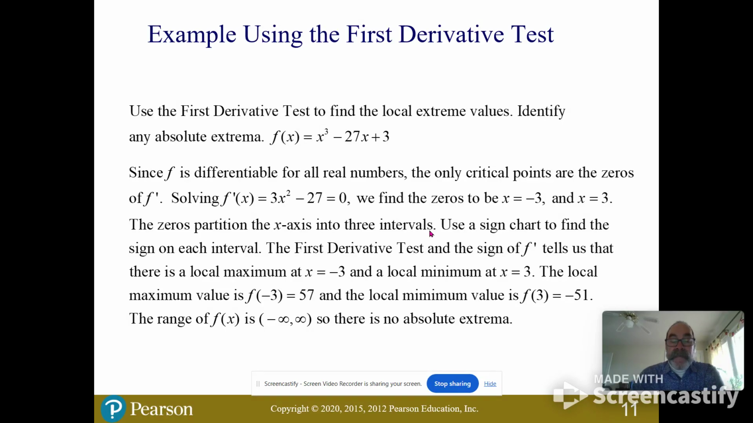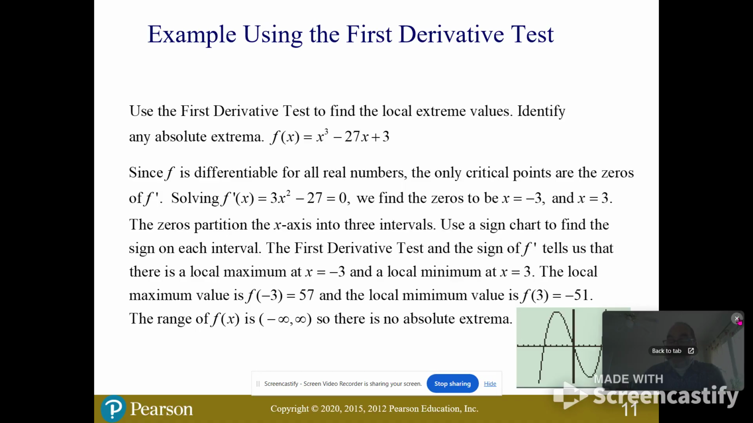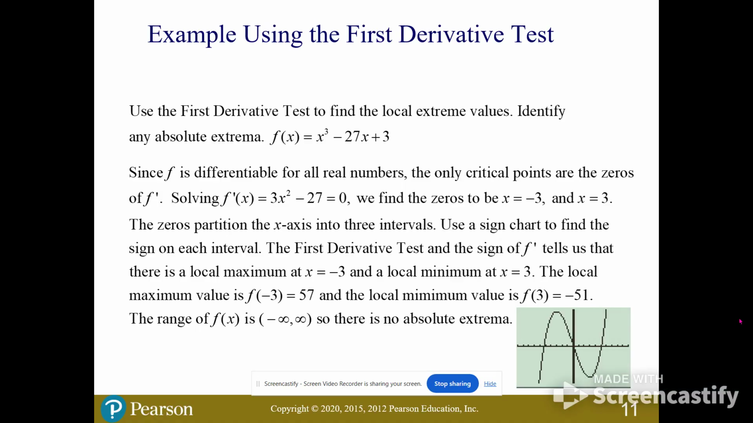Okay. And the range is from negative infinity to positive infinity. We don't have any absolute extrema. We have relative mins and relative maxes. There's the graph. I'll remove my picture. So there's verification. Now remember, up until that time, we didn't want to use a graphing calculator. So we can actually go through and figure out exactly what it looks like with local mins and local maxes.